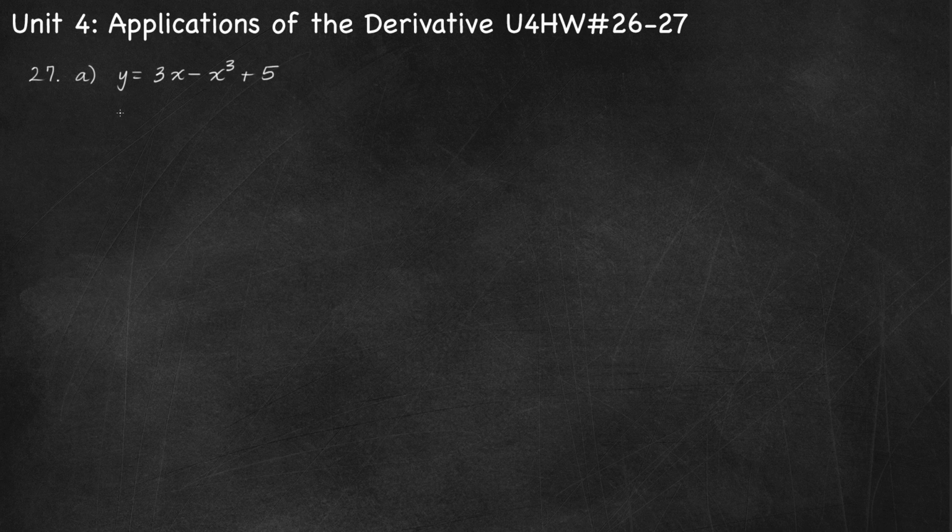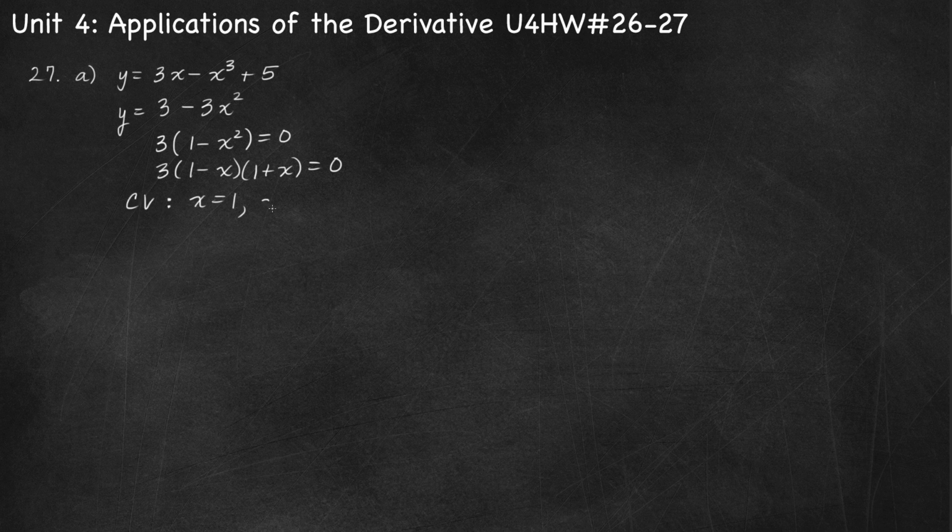So I need to start by finding my critical values. The derivative of 3x is 3. The derivative of minus x cubed is negative 3x squared. The derivative of 5 is 0. So if I set this equal to 0 and solve, I'm going to factor 3 out. 3 times 1 minus x squared, set that equal to 0. I can continue to factor: 1 minus x times 1 plus x equals 0. I get critical values at x equals 1 and x equals negative 1.